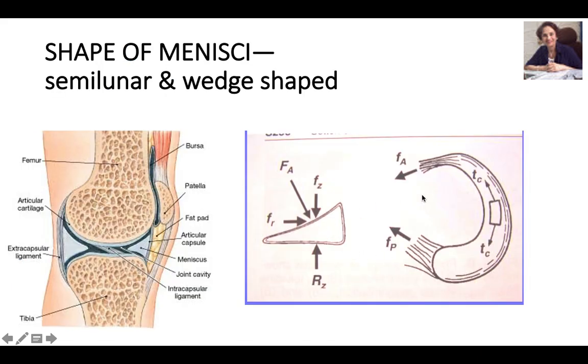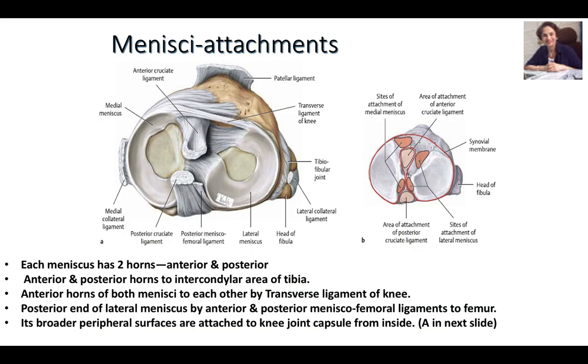Now this is a shape which is showing you everything. This is from the side where you see the wedge. Here you can see the interior of the knee joint in a vertical section. You can see the narrow edge is pointing anteriorly and the broader edge is peripherally, and it is also attached to this structure which is called the capsule of the knee joint. If you see from above, this is a semilunar shape or half moon shape or crescentic in shape.